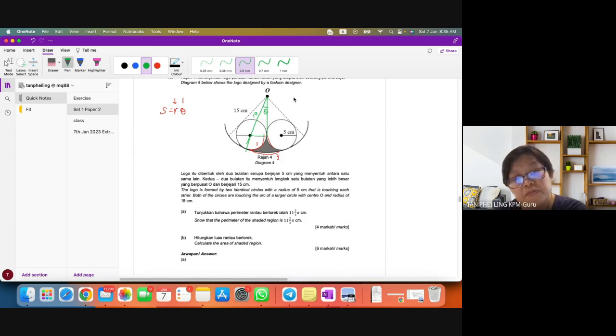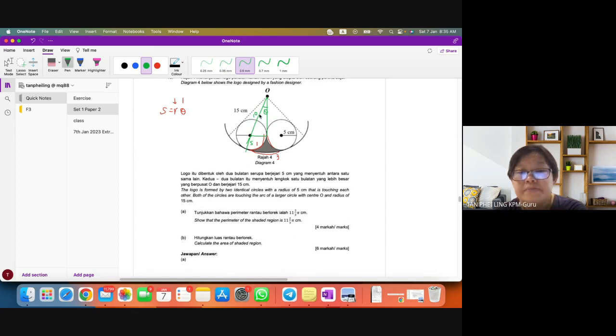Am I right? Yeah. This one I can be sure because this is the radius for the bigger one. And then I minus out the 5 here. I know that I have a 10, right? Yeah, let me see. Correct. Okay. So this one is a 5. So 15 minus my 5, I left with 10.